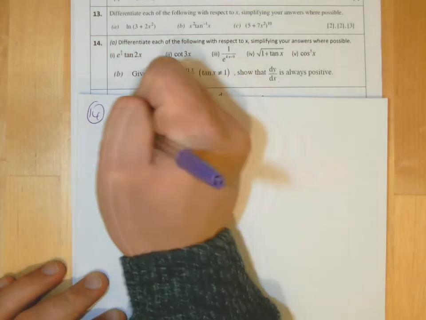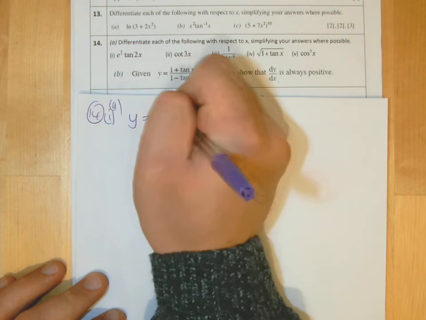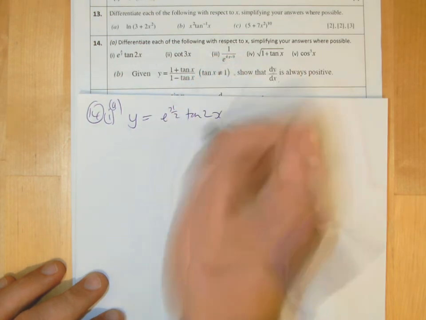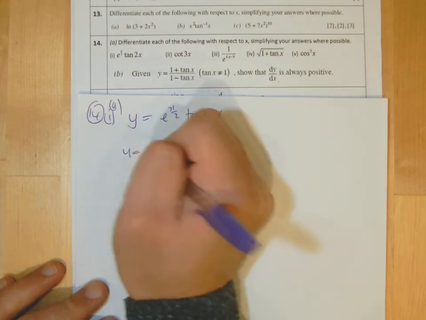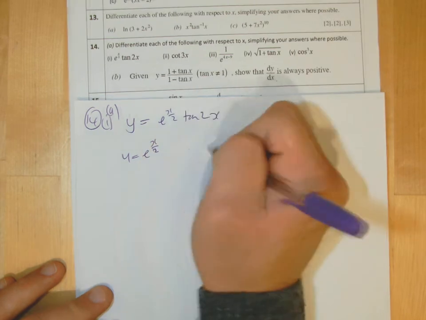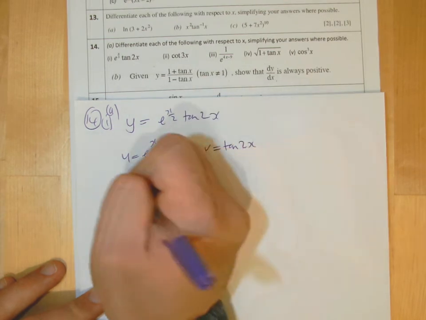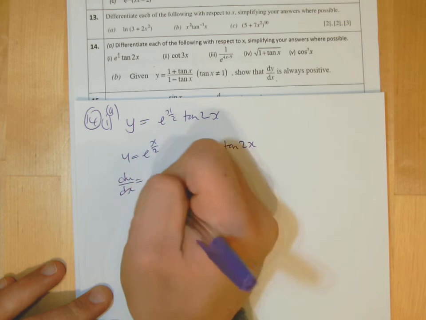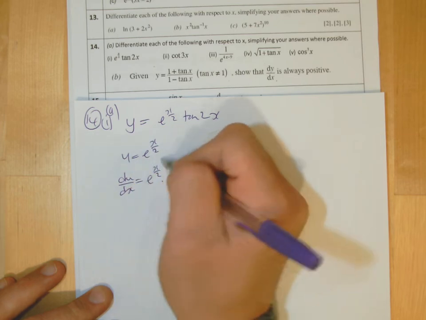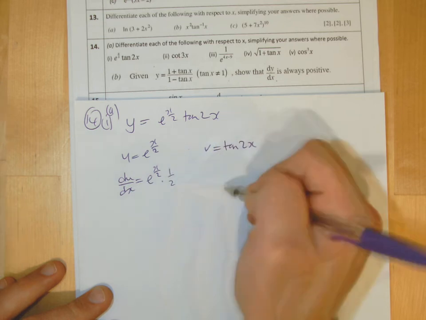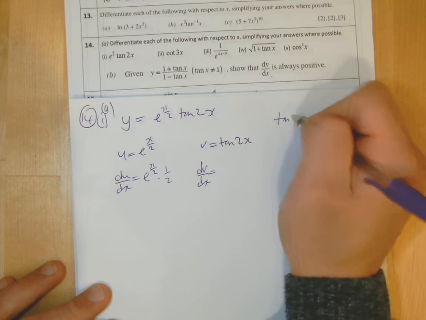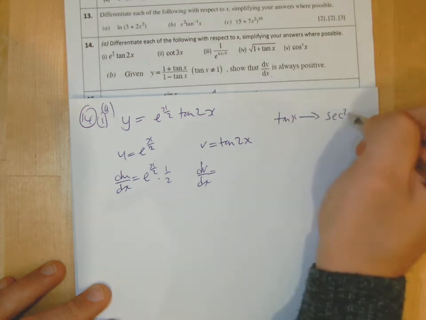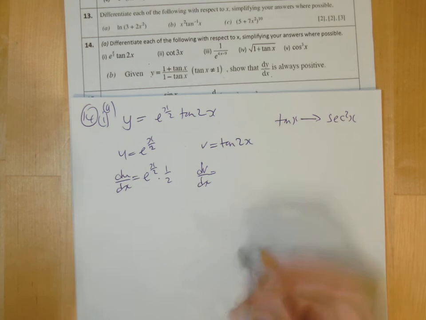Okay, question 14, part A, part 1. Quotient, no, product, sorry, I'm mixing these up, aren't I? Product, because we multiply the function, so u is e to the x over 2, v is tan 2x. So du dx: differentiate e to the x over 2, e stays the same, times by the derivative of x over 2, which is a half. Here then, dv dx: now tan 2x, well, in the formula booklet, tan x becomes sec squared x, if you remember that. It's in the formula booklet, but that's what you get.